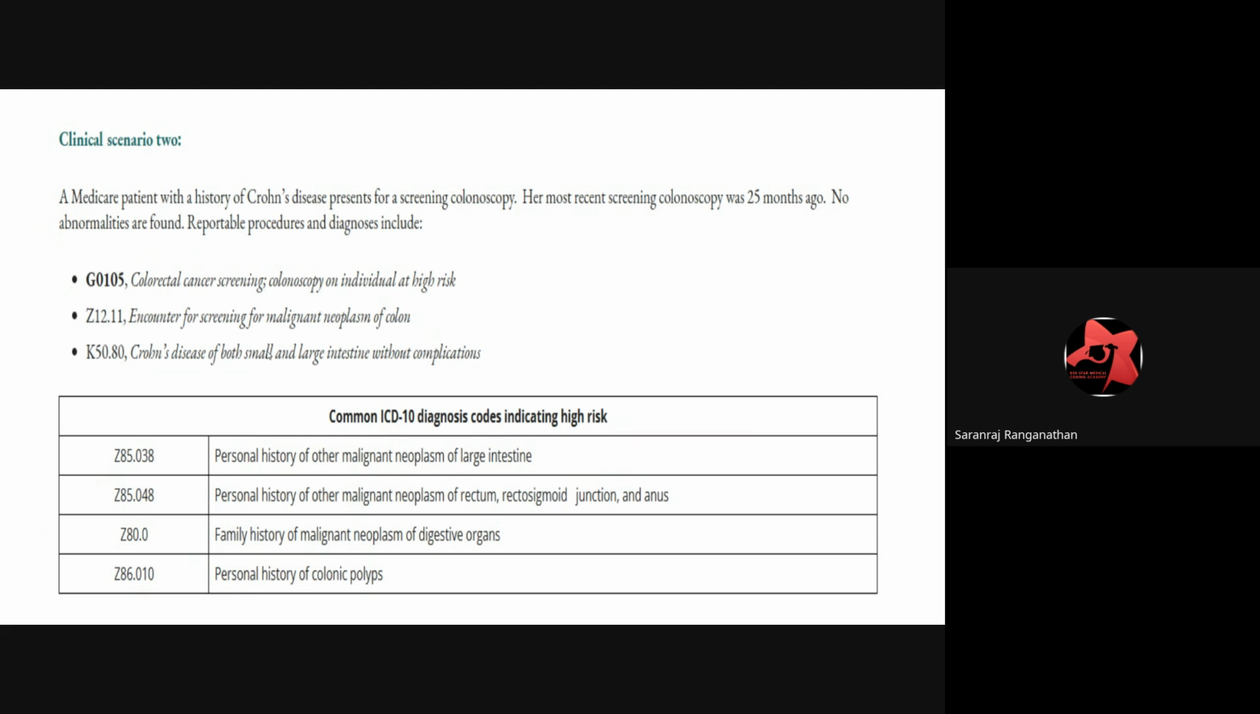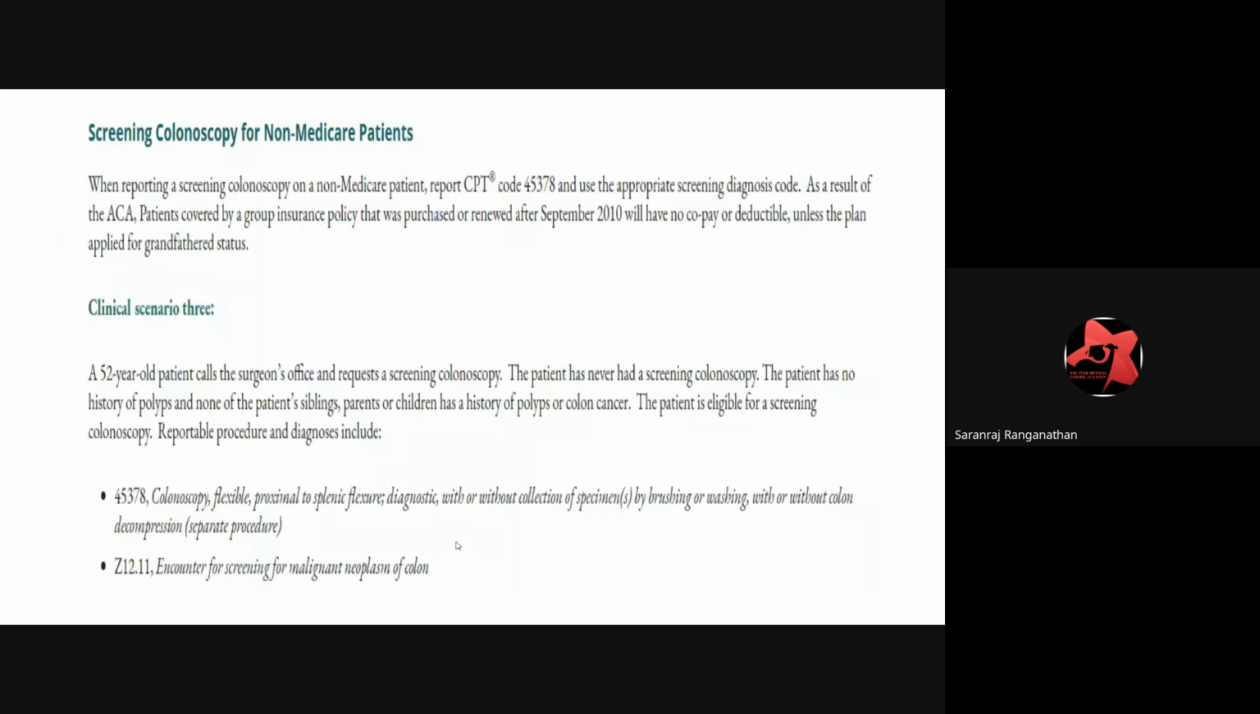Then Crohn's disease, so Crohn's disease of both small and large intestine without complication, that also we have to give. Sometimes if they have a personal history or family history, those codes we have to give: personal history of other malignant neoplasm of large intestine, personal history of other malignant neoplasm of rectum, rectosigmoid junction and anus, family history of malignant neoplasm of digestive organ, and personal history of colonic polyp. These we can give. Those are high risk.